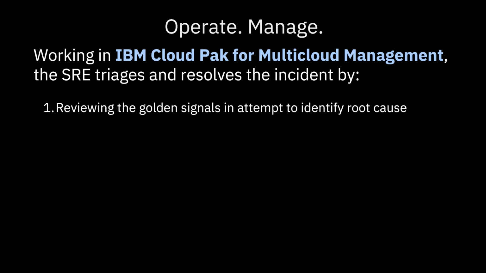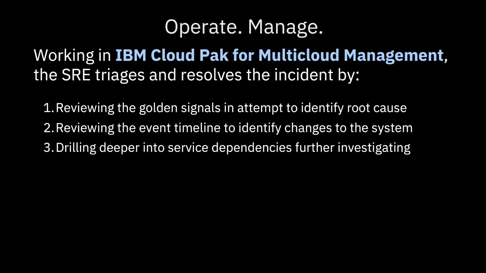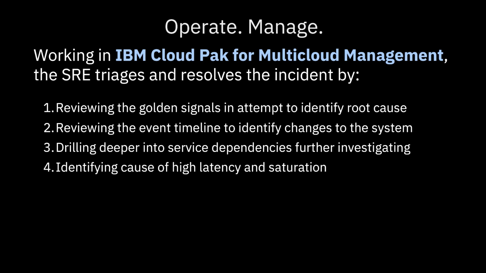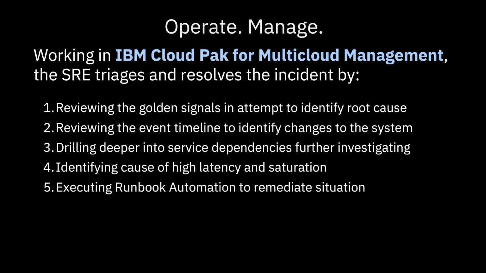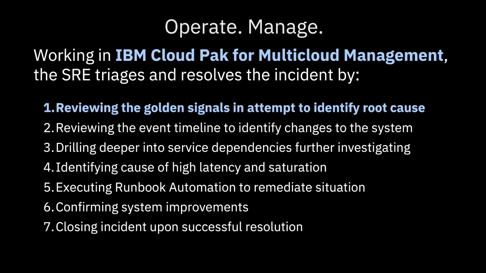This is done by reviewing the golden signals to identify root cause of the issue, checking the event timeline to see if anything has changed causing abnormal behavior, drilling deeper into service dependencies to understand where the real problem lies, successfully identifying what the cause is, executing a runbook to resolve the issue, and verifying that the system is recovering, followed by closing of the ticket. So let's begin by checking the golden signals.